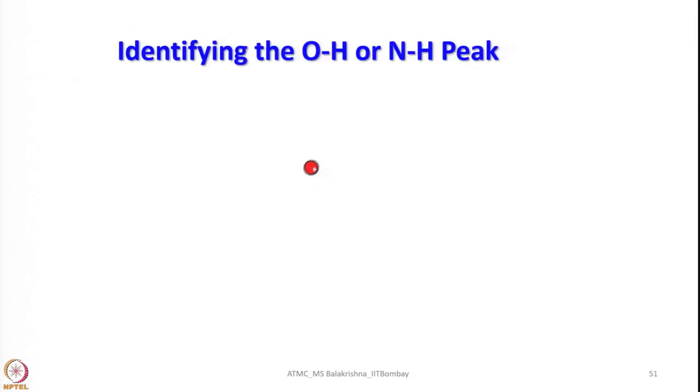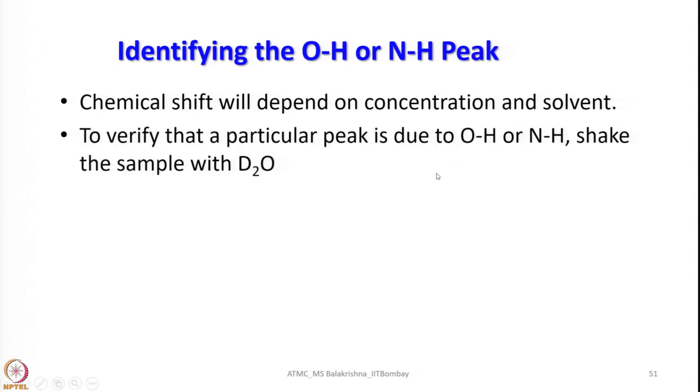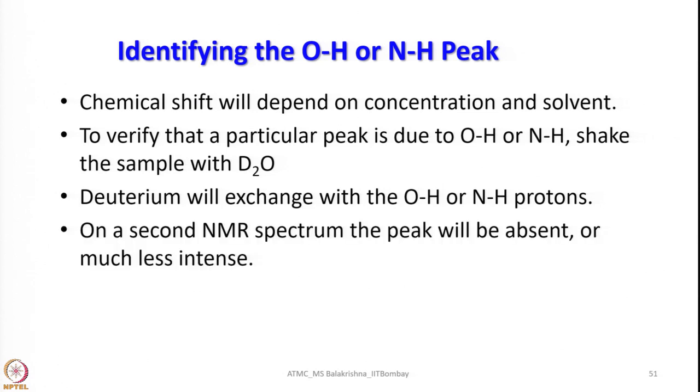So, identifying OH and NH peaks. The chemical shift will depend on concentration and solvent. It is very, very important. And to verify that a particular peak is due to OH or NH, shake the sample with D2O, keep it for 24 hours and then record, and then the signal due to this one will be missing in the NMR. That indicates you have an OH or NH group, as I mentioned earlier. Deuterium will exchange with OH and NH to form OD and ND. On the second NMR spectrum, the peak will be absent or much less intense.